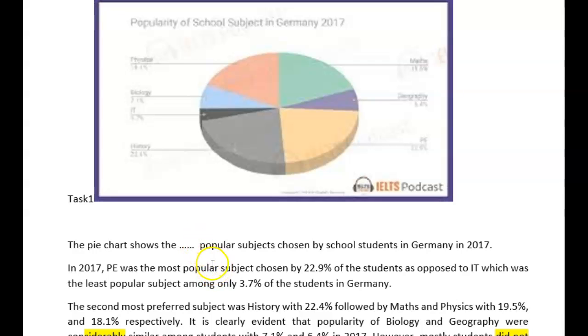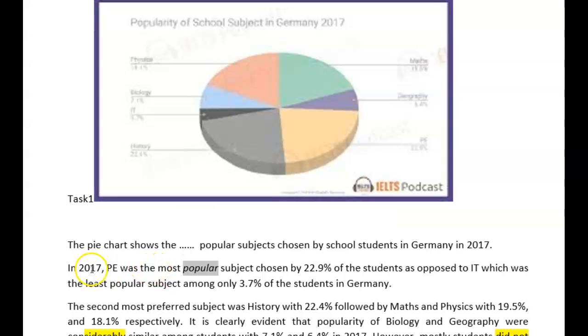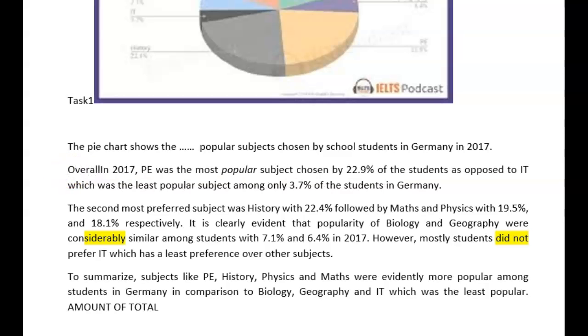Okay, so if we're having popular, you could change here. You could have the most preferred, or you could have the majority of students, because we've already said the most popular there. Majority of students chose PE as their favourite subject. The majority of students, 22.9%, chose PE, as opposed to IT, which was the least popular. Good. All right, that's a nice overall kind of sentence. I would put here overall, which is quite a useful word just for that second sort of introduction bit.